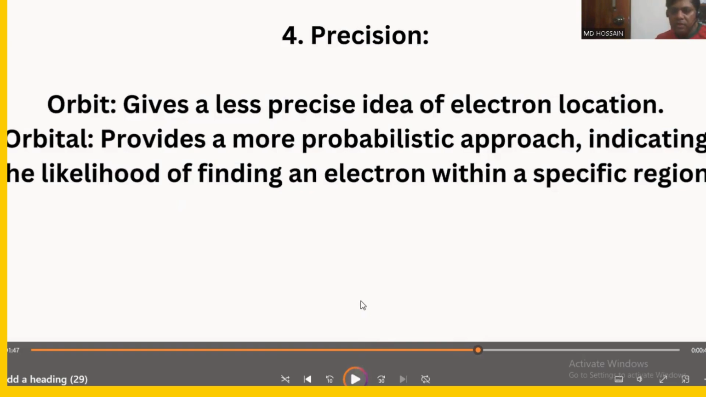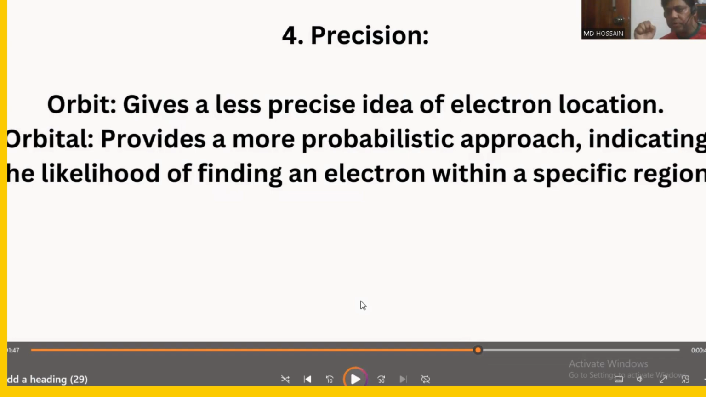Now look at this slide. 4, precision. Orbit gives a less precise idea of electron location. It means that, as per scientific data, we think the electron is moving around the orbit. So the orbit provides very few data regarding the movement of electron, whereas orbital provides a more probabilistic approach, indicating the likelihood of finding an electron within a specific region.